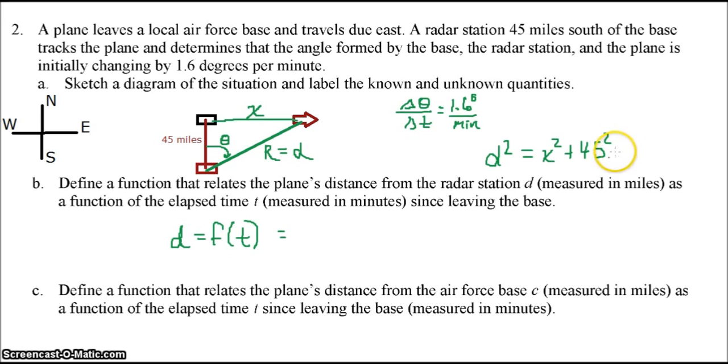That means that d equals the square root of x squared plus 45 squared. But we want our function to relate the plane's distance from the radar station D as a function of the time. So my function is kind of incomplete. I don't want to just have the function with x inside of it. Is there a way I could not use the x?